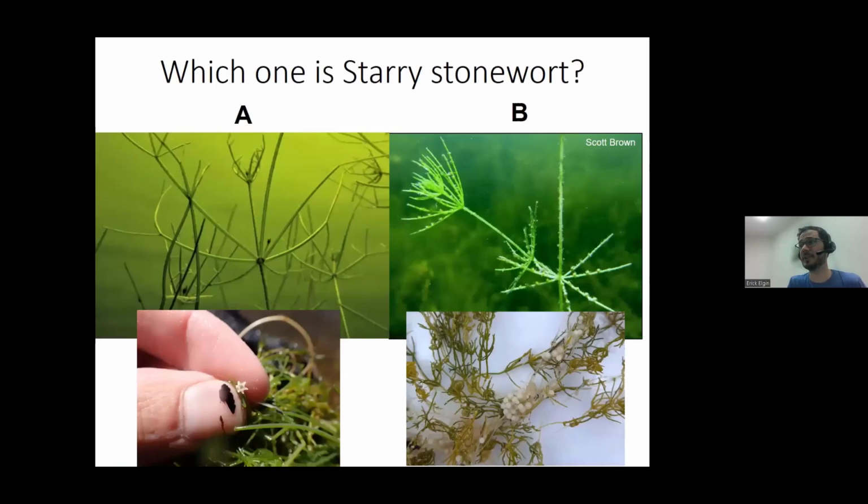So which one is Starry Stonewort, A or B? You can see there's that star-shaped bulbil compared to right here, where here are some cream-white colored structures. These are perfect circles, perfectly ball shaped. And that is Chara here. And here's Starry Stonewort.